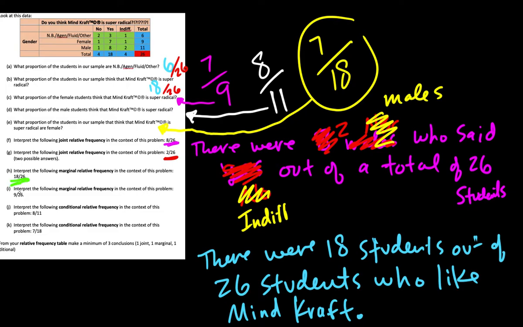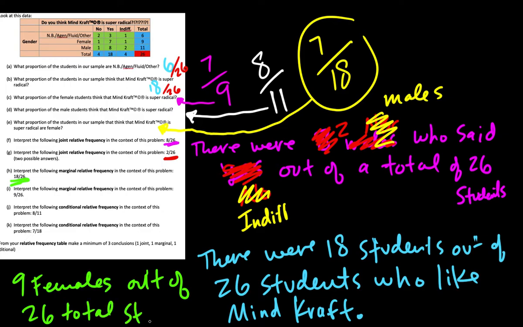Okay, same question, but 9 out of 26. So we're looking in the blue, and we see this 9 right here. And so there are 9 females out of 26 total students.